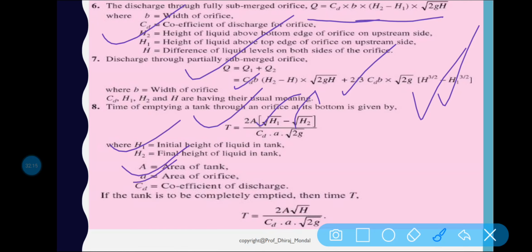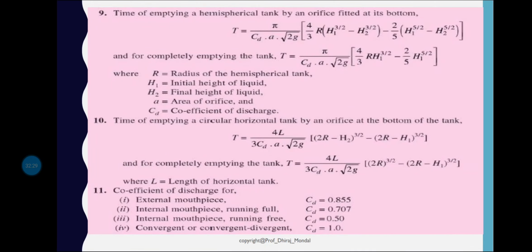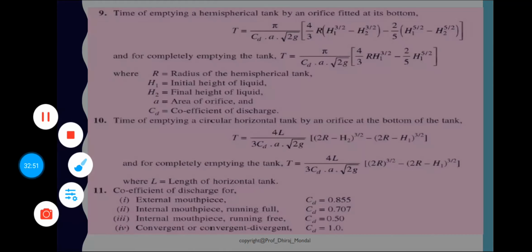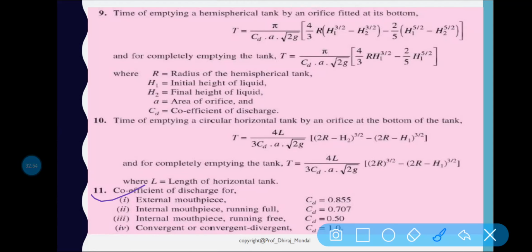Cd you know. If the tank is to be completely emptied in time T, then this is the formula: T is equal to 2A root over H divided by Cd into a into root over 2g. So this is all about the formulas. Formula number 3 is the time of emptying a hemispherical tank by an orifice fitted at its bottom. This formula is not needed, it will not be asked.